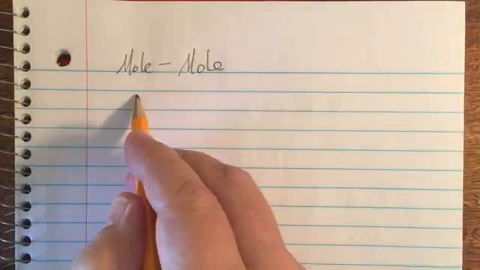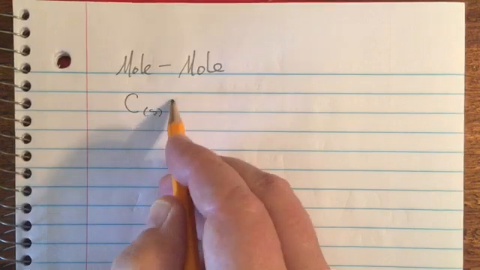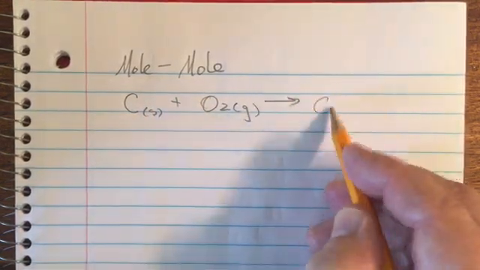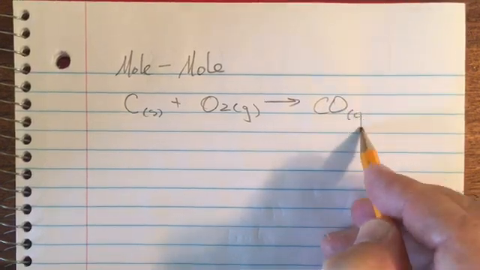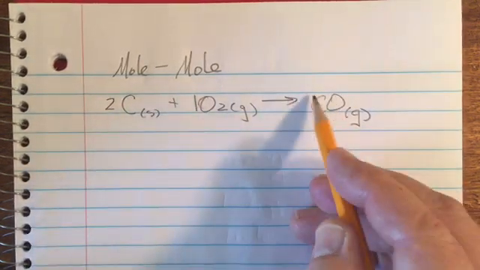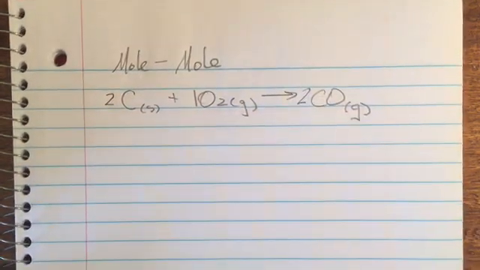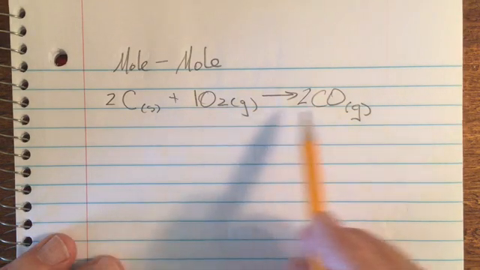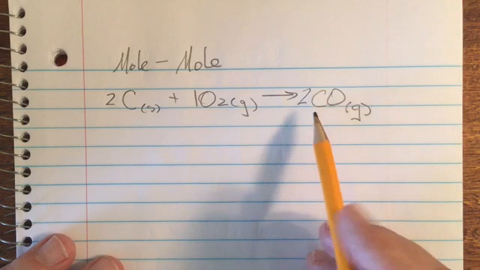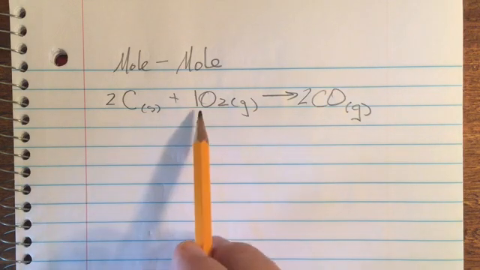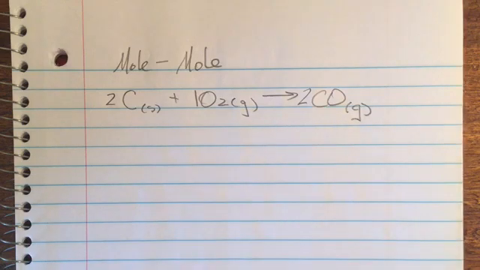Let's take that same reaction, carbon plus oxygen produces carbon monoxide gas. The balanced reaction was 2, 1, 2. We can state that it takes 2 moles of carbon plus 1 mole of O2 to produce 2 moles of carbon monoxide. But in the laboratory and in the real world, we often don't have exactly 2 and 1 to produce exactly 2. Let's take an example.